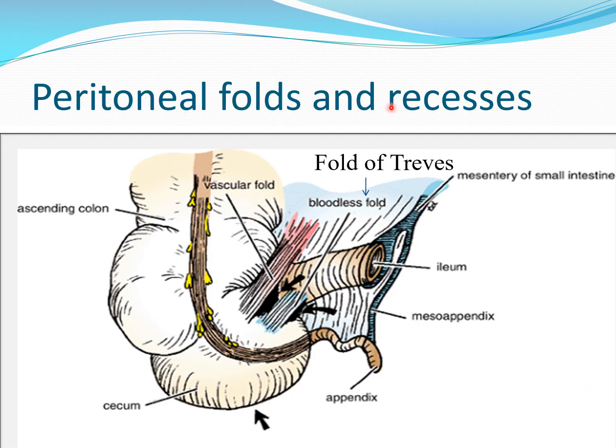Now, peritoneal fold and the recess. This fold is named the fold of Treves, and this is the bloodless fold. First, peritoneal relation. The appendix is suspended by a small triangular fold.